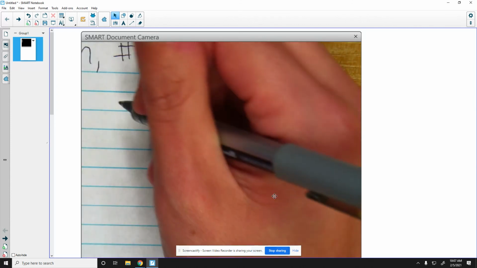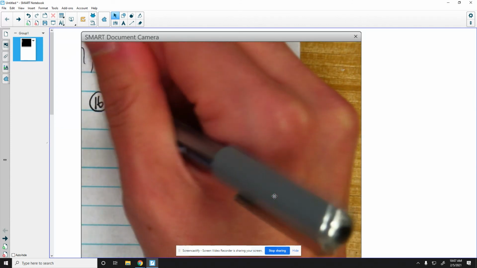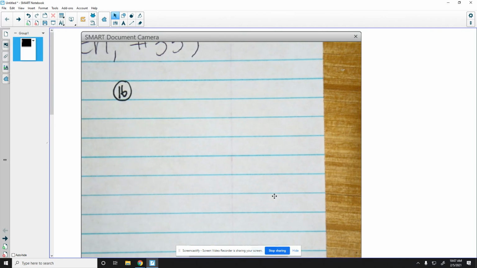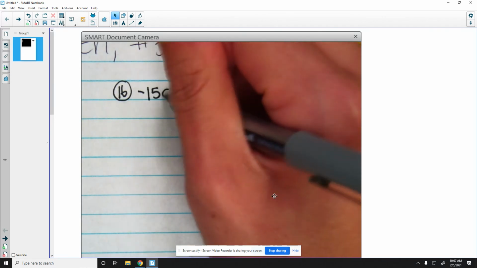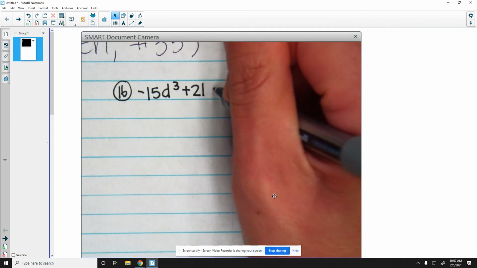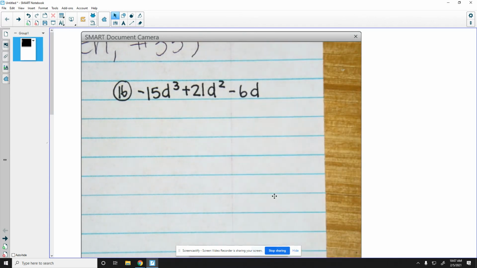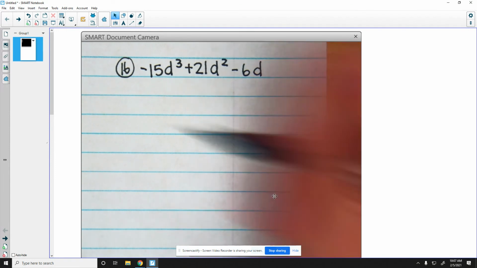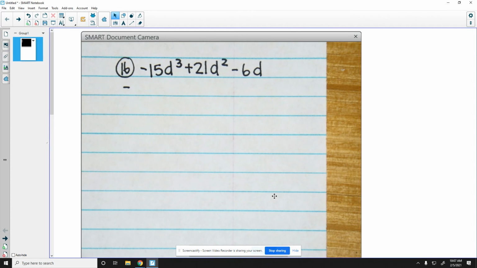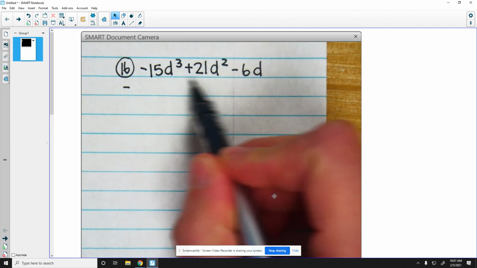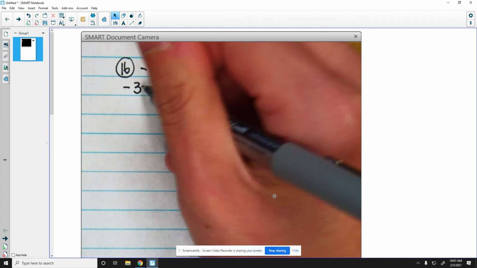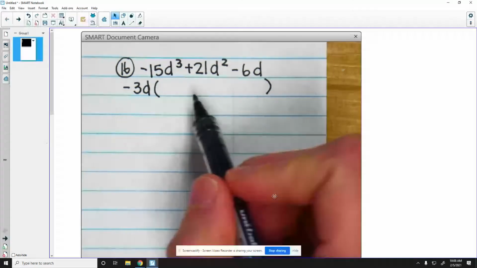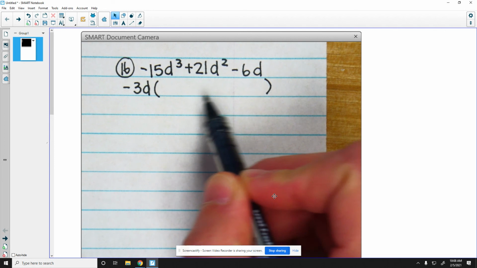Okay, next one I'm going to do with you is number 16. So I'm still factoring completely. All right, for number 16, negative 15d to the third plus 21d squared minus 6d. All right, what's the first thing I do? Take out the negative. What else do I do? Take out the GCF. So what is a GCF? 3 and a d. Okay, does someone think they have it in them to do all of that math?